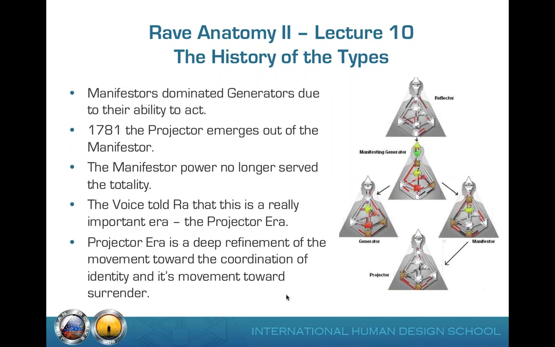And then where are we going now? So manifestors then dominated generators due to their ability to act, right? They enslaved them basically. And in 1781, the projector emerges out of the manifestor. The manifestor power no longer served the totality, right? The voice told Ra that this is a really important era right now. We are in the projector era. I just get chills when I say that.